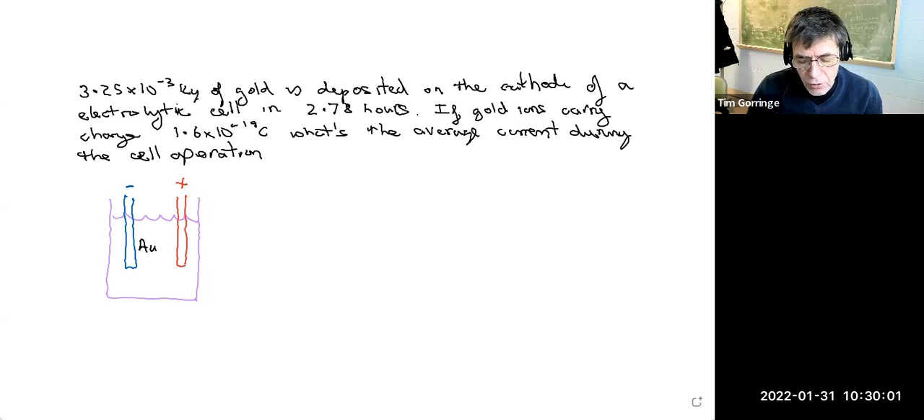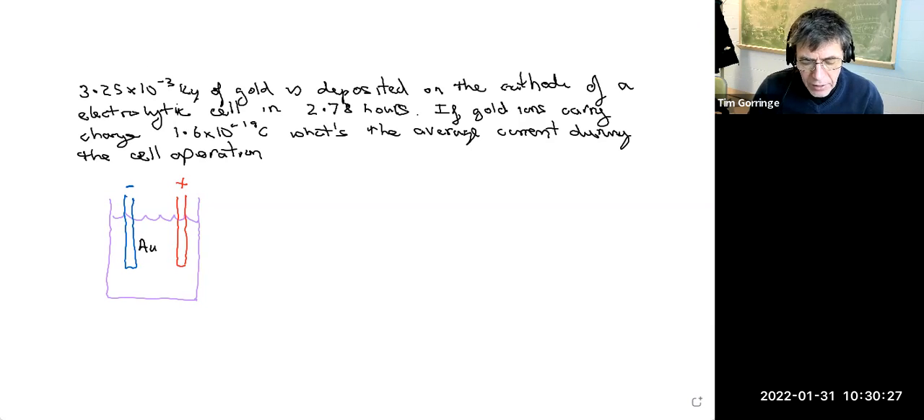You can also use an electrolytic cell if you put in gold chloride or silver chloride to do gold plating or silver plating, by breaking the gold or silver chloride down into chlorine and gold or silver ions.